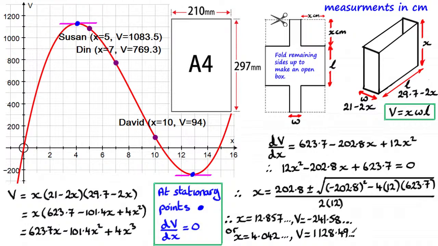Now you'll notice I've given you the corresponding volume. And you can get that. I won't ask you to do it, but you just substitute your value of x into your equation here for v, and out will pop the corresponding volume. 1128.49 and so on. So if you were to put those answers in, we've got the maximum volume is 1128.5 centimetre cubes when x is 4.0 centimetres. Both of these given to 1 decimal place, and you can see that from the graph.